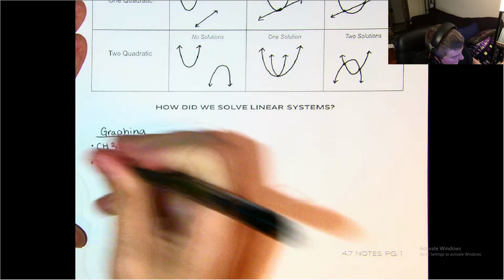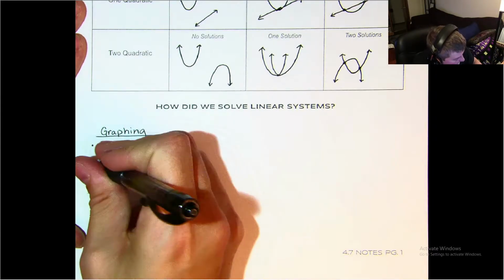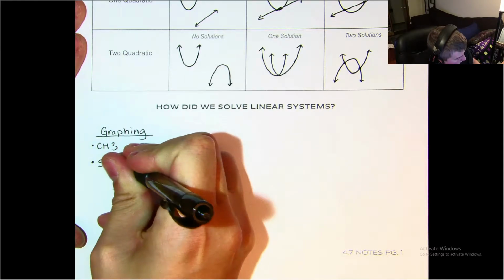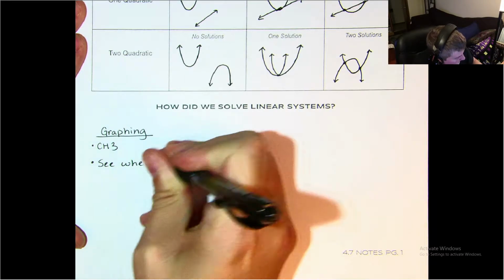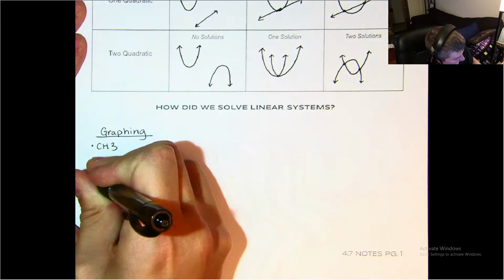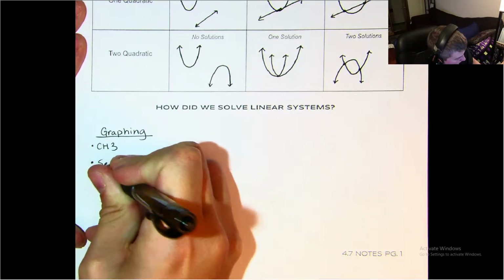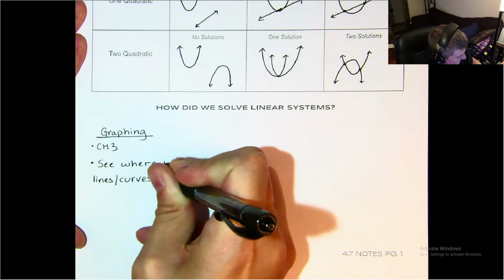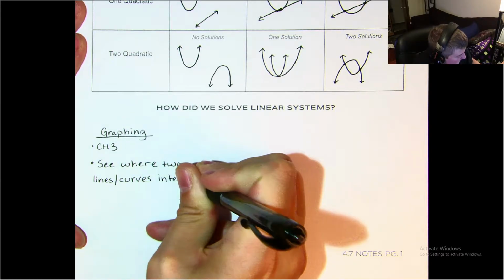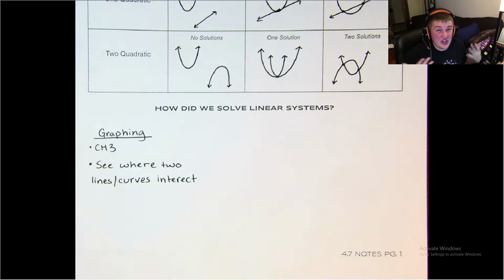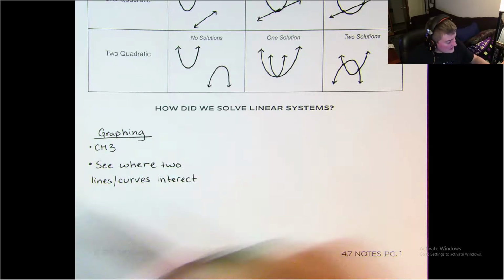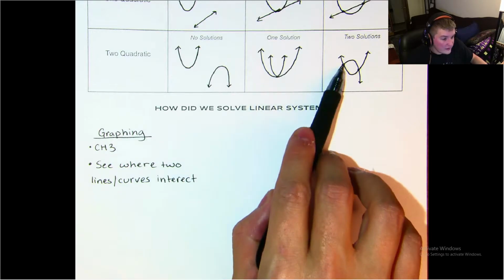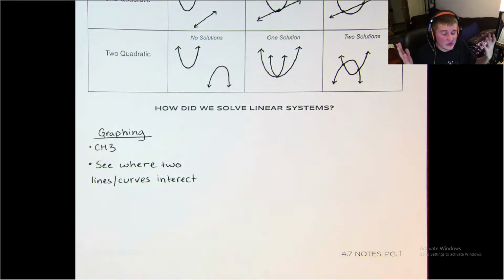But some highlights of that, we would see where two lines or curves intersect. That's a general concept. We're trying to find where the x value and the y value is true for both equations. And simply put, that's just where the graphs intersect each other. So that's visually what's happening.